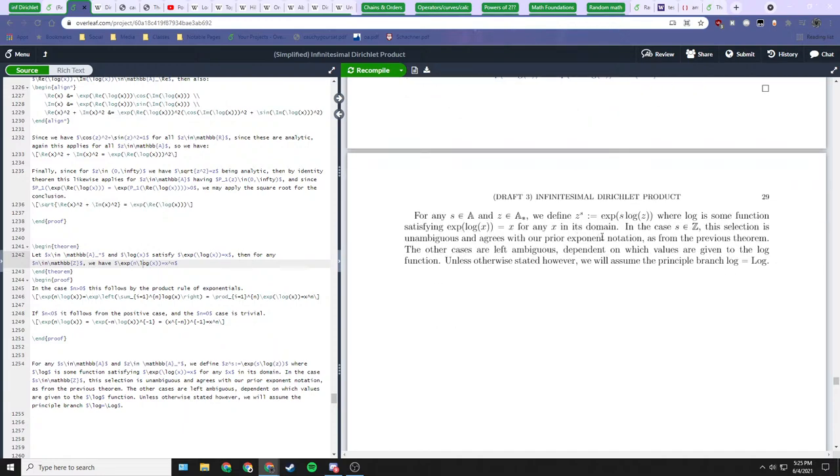In the other cases, we're just going to leave it ambiguous. But if we don't specify, we'll assume the principal branch, which is this one. So the principal branch is analytic on the connected domain where we just exclude the negative real axis, and also has the value that the log of 1 is 0. So this is sort of what we'll use.